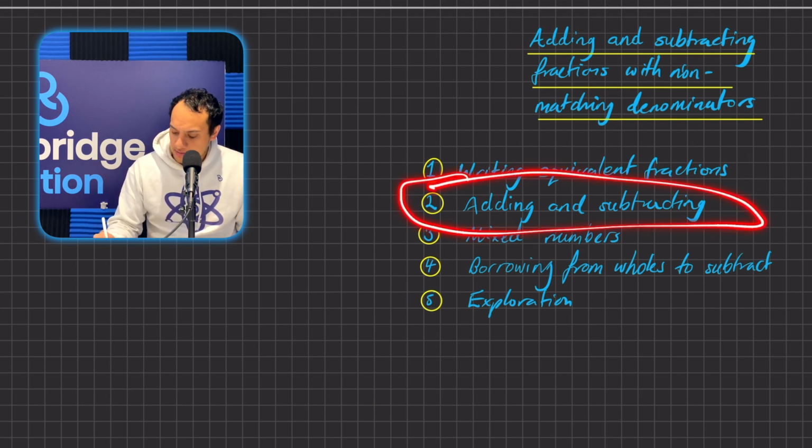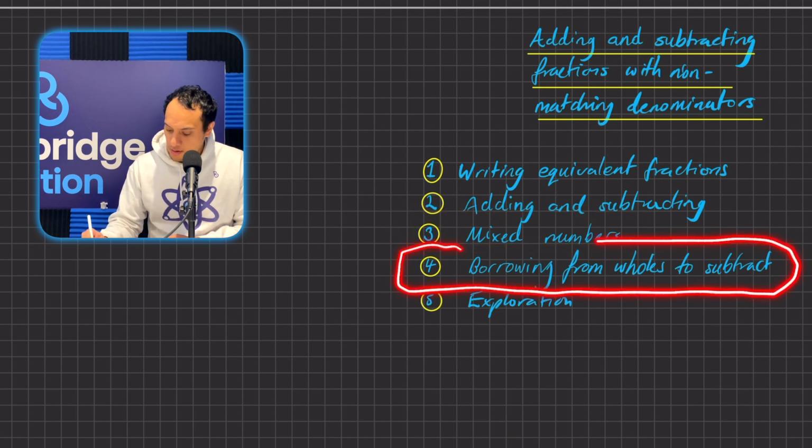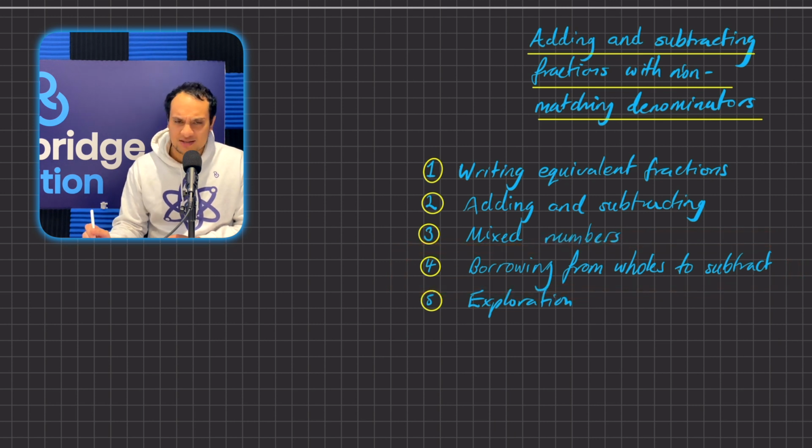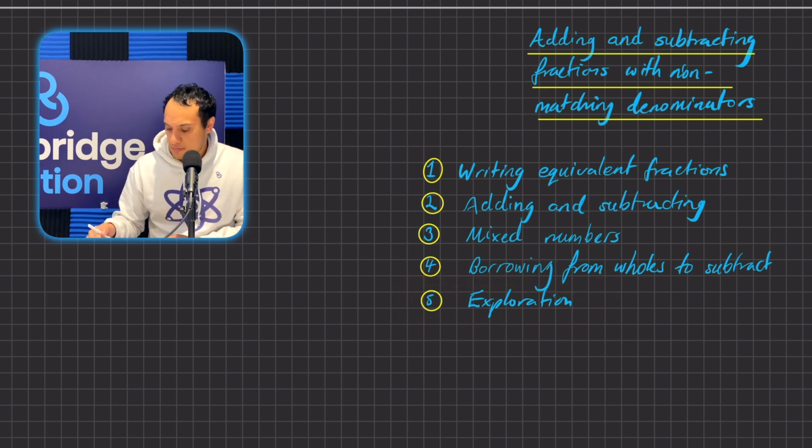Adding and subtracting. So we're just going to do some basic examples there. Then we're going to deal with mixed numbers. Nasty mixed numbers. Then we're going to be borrowing from wholes to subtract. That's when it gets quite complicated. But don't worry too much because I'm here. And then we're going to end with some exploration.